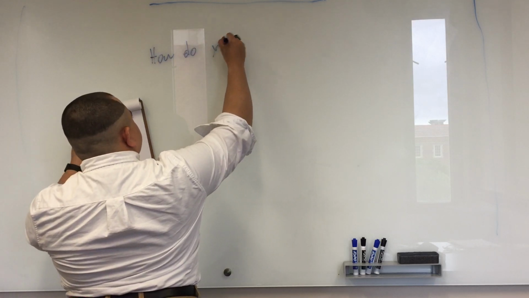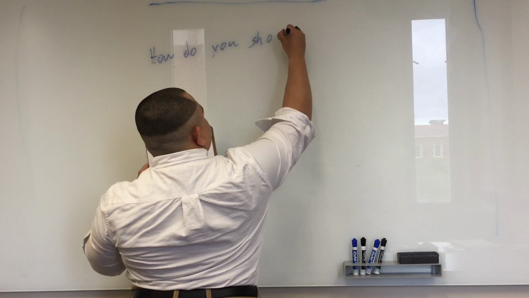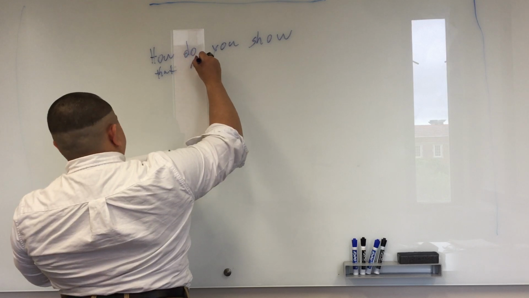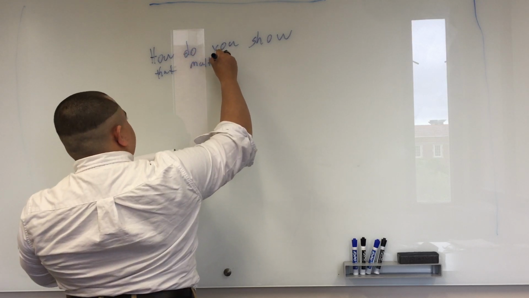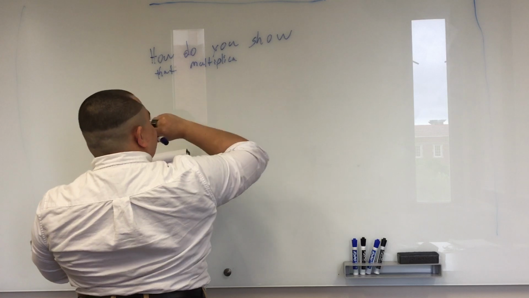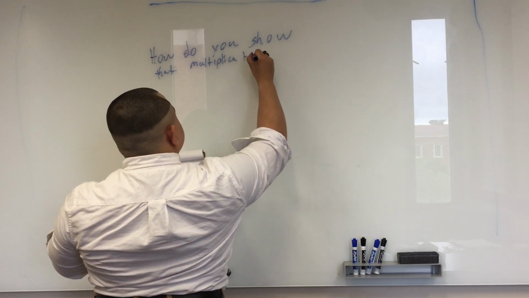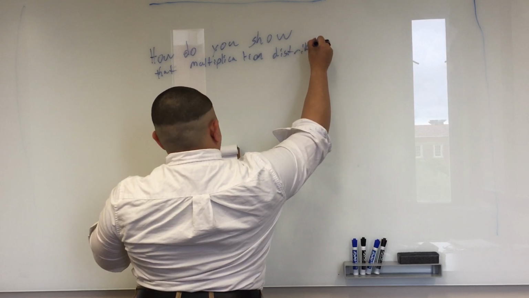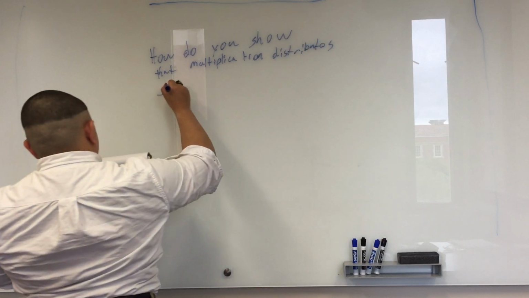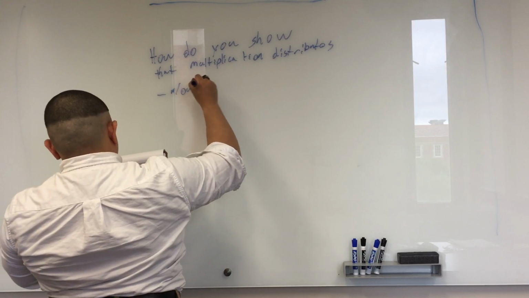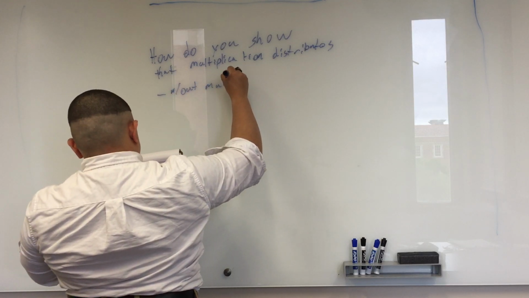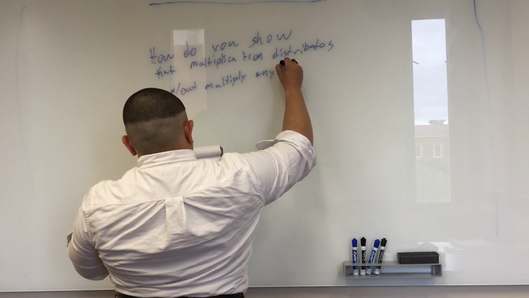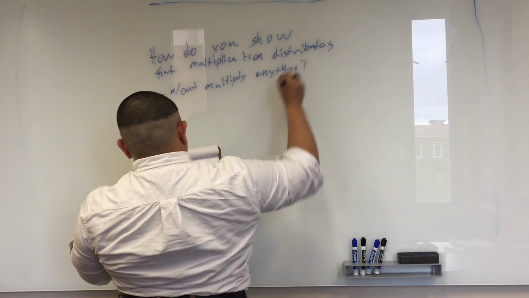How do you show that multiplication distributes without multiplying anything? We kind of saw this earlier, but let's get Euclid on it.